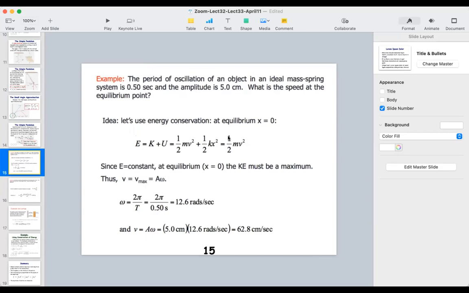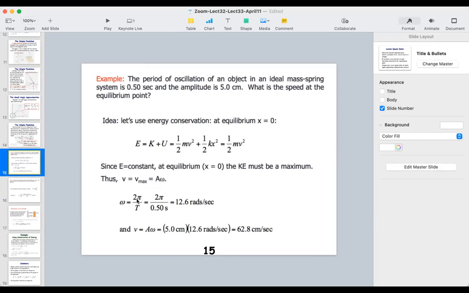So we use the energy conservation at the equilibrium, x equal to 0. Let's see if it's true. We just write all the equation, 1/2 mv squared plus 1/2 kx squared, because at the equilibrium x is equal to 0. So this part here goes away. So we have that all the mechanical energy is equal to 1/2 mv squared. Since our energy is constant, at the equilibrium the kinetic energy must be at its maximum. So v is equal to v max, which we know is equal to A omega.